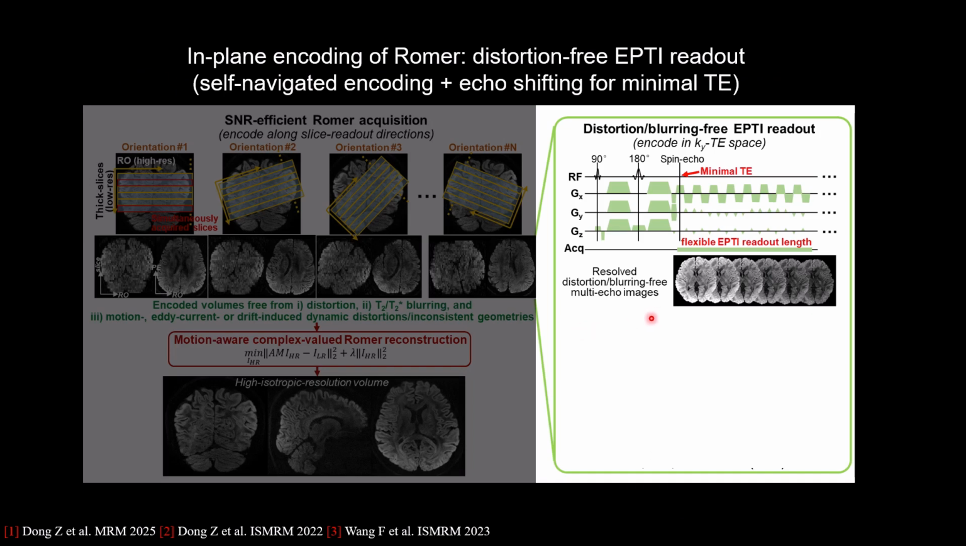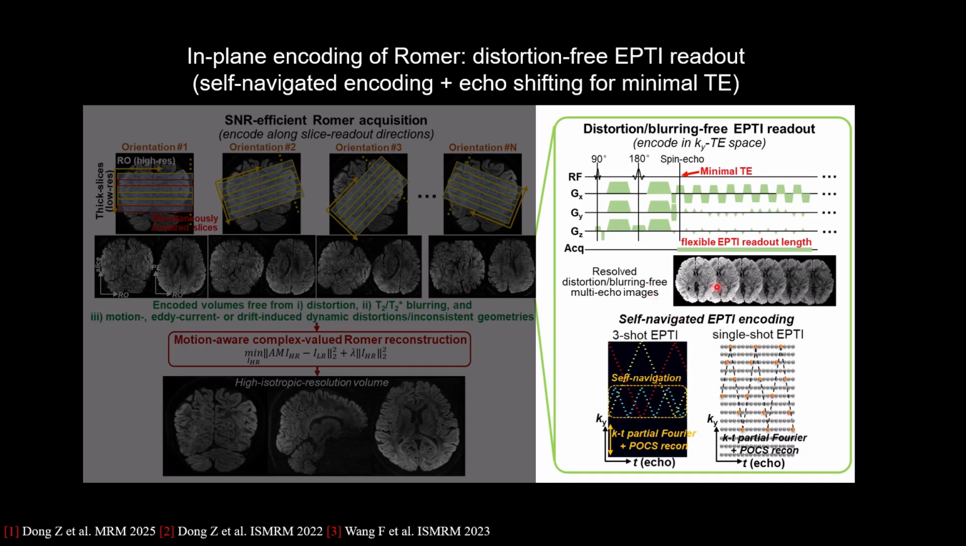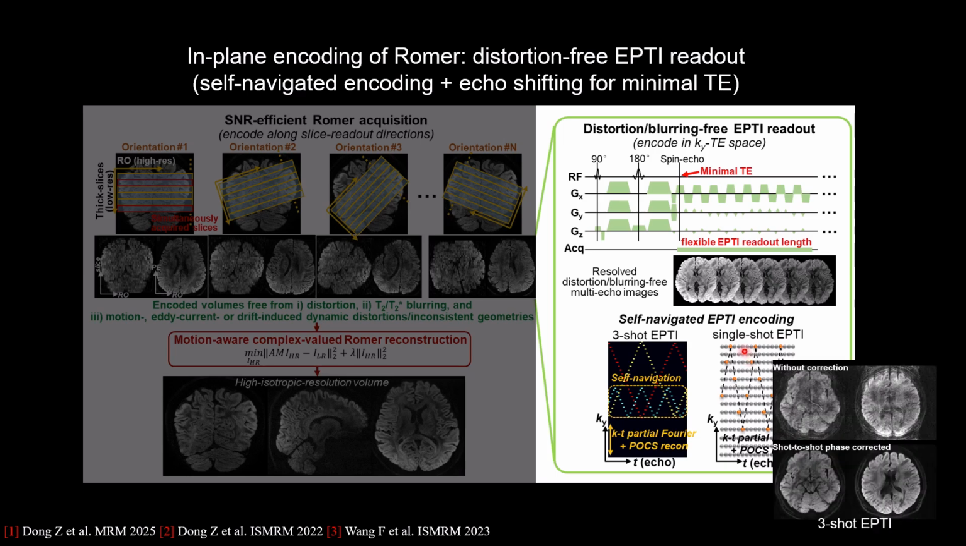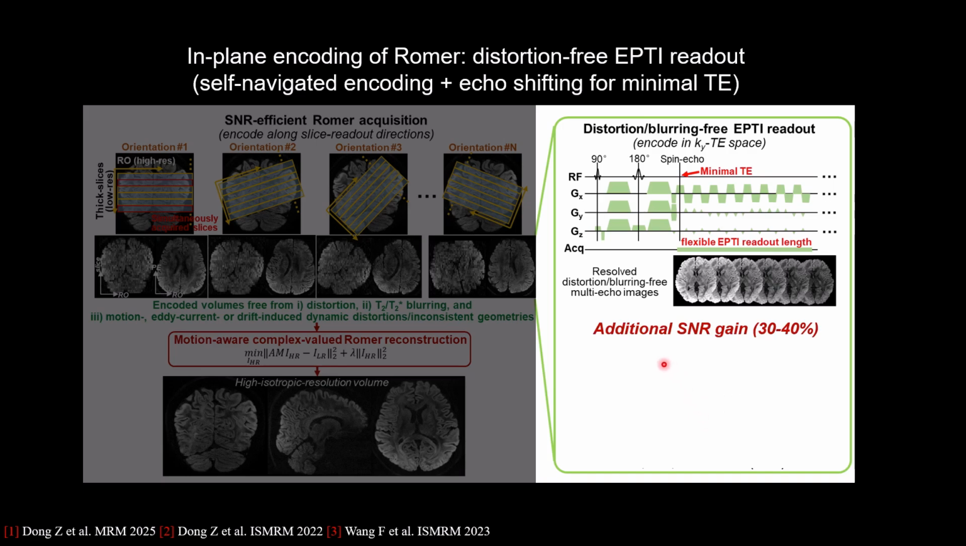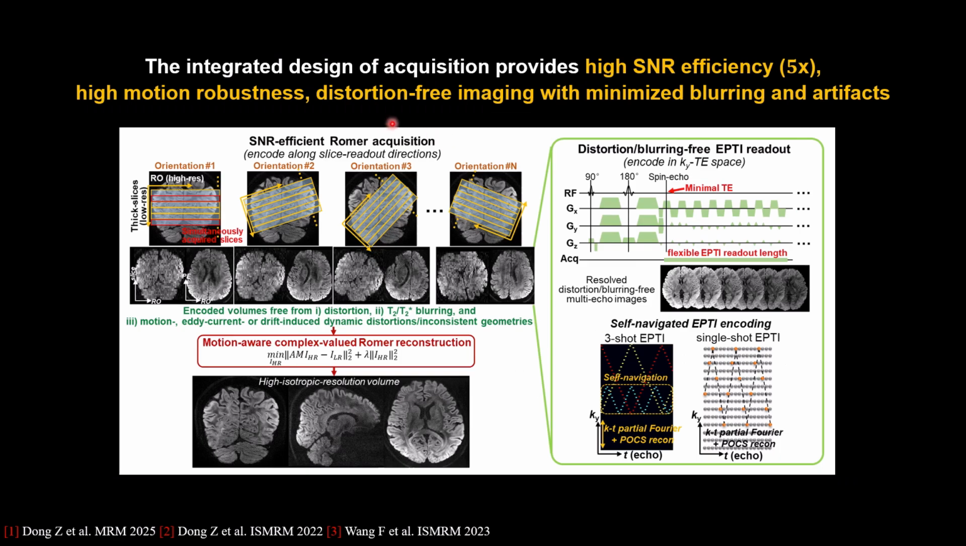In EPTI, we also further designed this self-navigated EPTI encoding, including both a 3-shot version and a single-shot version, to achieve high robustness to shot-to-shot phase variation, as shown here. And with the time-resolved imaging approach of EPTI, we can achieve much shortened TE compared to EPI, providing additional SNR gain and bringing the total SNR efficiency gain to a root of 25 times. Together, the integrated design of Romer acquisition provides high SNR efficiency, motion robustness, and also distortion-free imaging with minimized blurring and artifacts.